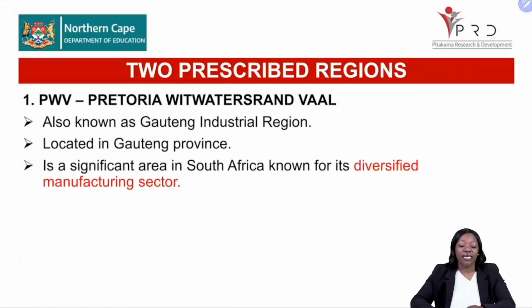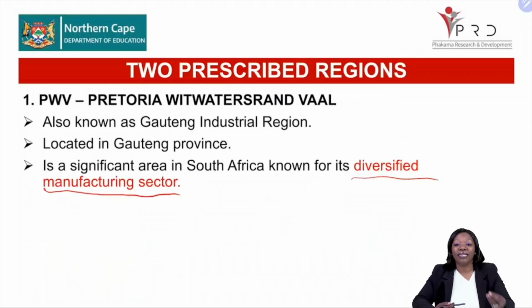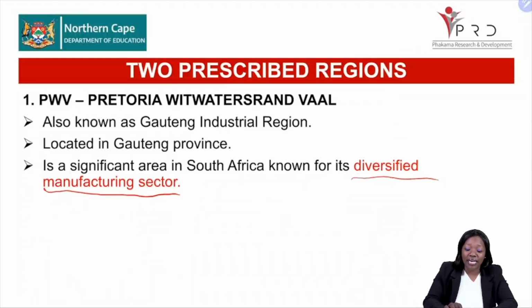Then number 3, it is a significant area. Why a significant area in South Africa? Because it is known for its diversified manufacturing sector. Remember, we can have the raw material, but the raw material has less value than the one that is manufactured into a final product. So because of their diversification, which means there are so many industries dealing with the manufacturing sector, Gauteng becomes a significant area in South Africa.